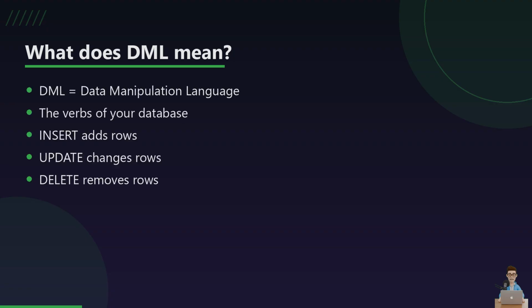DML stands for Data Manipulation Language, which is a fancy way of saying the commands that manipulate or change the actual data inside your tables. If select is reading a book, DML is picking up a pen and editing it. In short, DML is just the three verbs: add, change, remove.